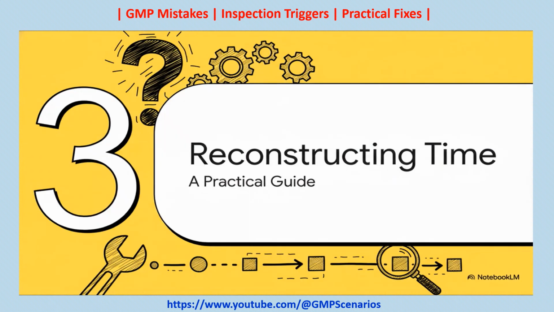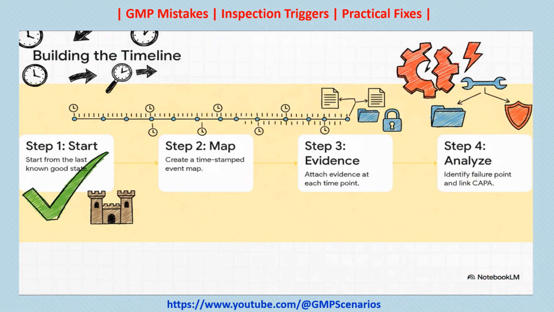All right, so we've spent a lot of time diagnosing the problem. Now for the good part. How do we actually fix it? Let's get practical here and walk through the exact steps you need to reconstruct a timeline that's truly bulletproof, one that'll stand up to any scrutiny. It's a pretty straightforward 4-step framework.